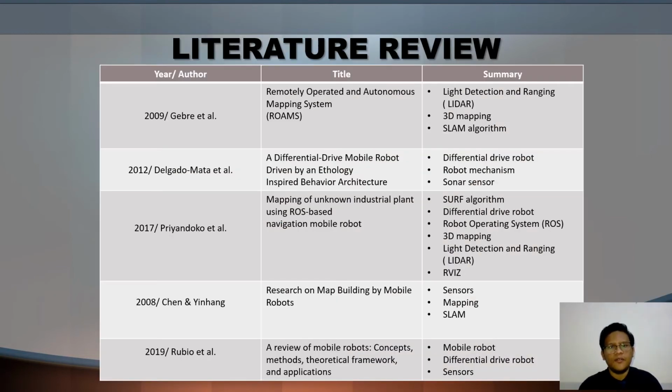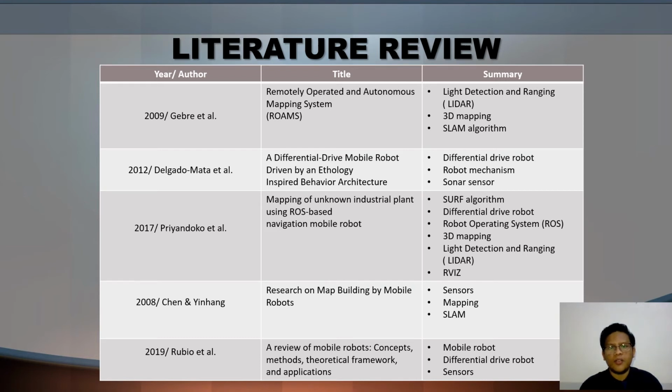This is the list of literature review for this project. Based on Gabriel in 2009, in the journal called Remotely Operated and Autonomous Mapping System, the input that is referred from it is LiDAR, 3D mapping, and SLAM algorithm. Next is a differential drive mobile robot driven by an ethology-inspired behavior architecture by Delgado Mata in 2012. The input that is referred from it is differential drive robot, robot mechanism, and sonar sensor.